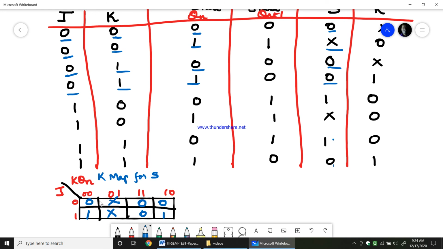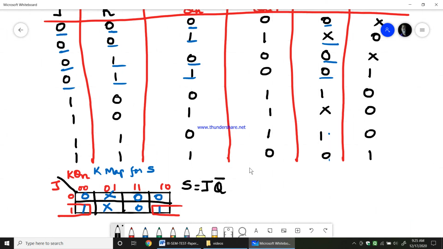So now which need to be grouped here? I will group this one and this one. Therefore I will be getting S equals, this 2 will give J, whereas K is eliminated, I get Q bar. So similarly, I'll write the K map for R now.